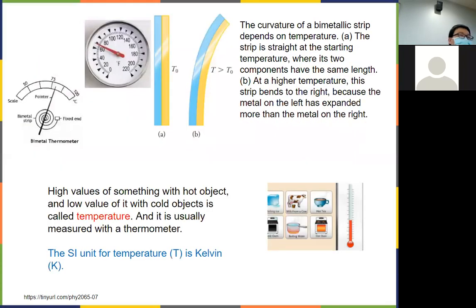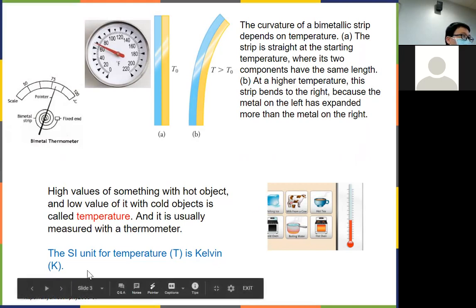So in physics, we assign a high value of something to the hot object and a low value of it to the cold object. That's called temperature. That's how it's been defined in physics. And the SI unit for temperature is not Fahrenheit. It's not Celsius that you see often in science, but it's actually called Kelvin. So keep that in mind, the SI unit for it is Kelvin.